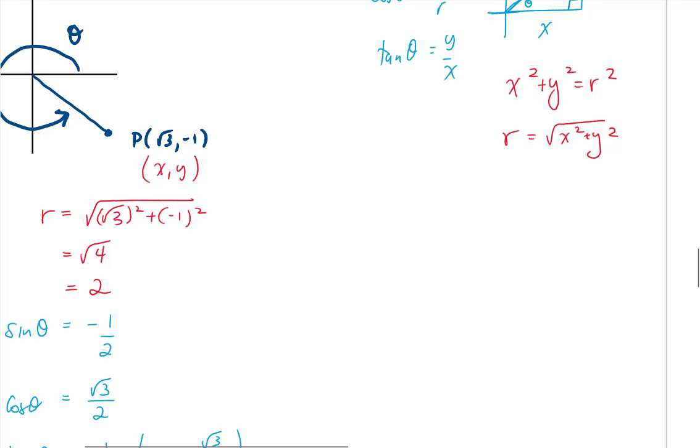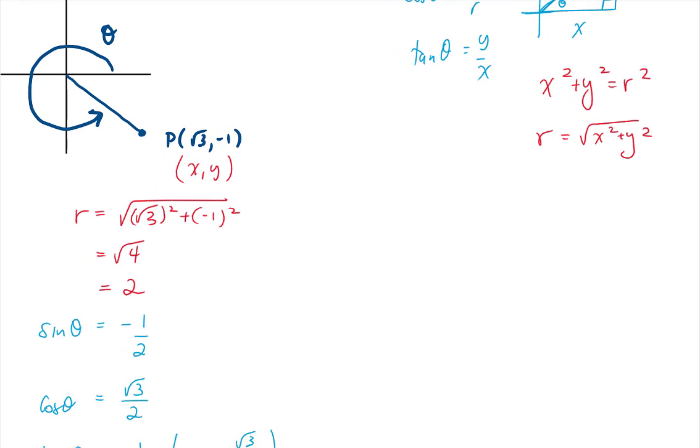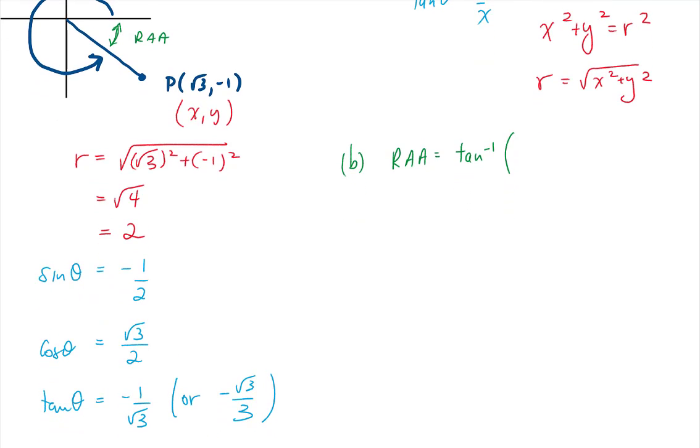So part B wants us to determine angle theta. What would be helpful is if we knew this angle, which is called our related acute angle. It's the angle made with the x-axis. So what we can do for part B is find our related acute angle. And we can do that two ways. First of all, we can take the tan inverse, or the sine inverse, or the cos inverse of any of the three ratios, and always take the positive value.